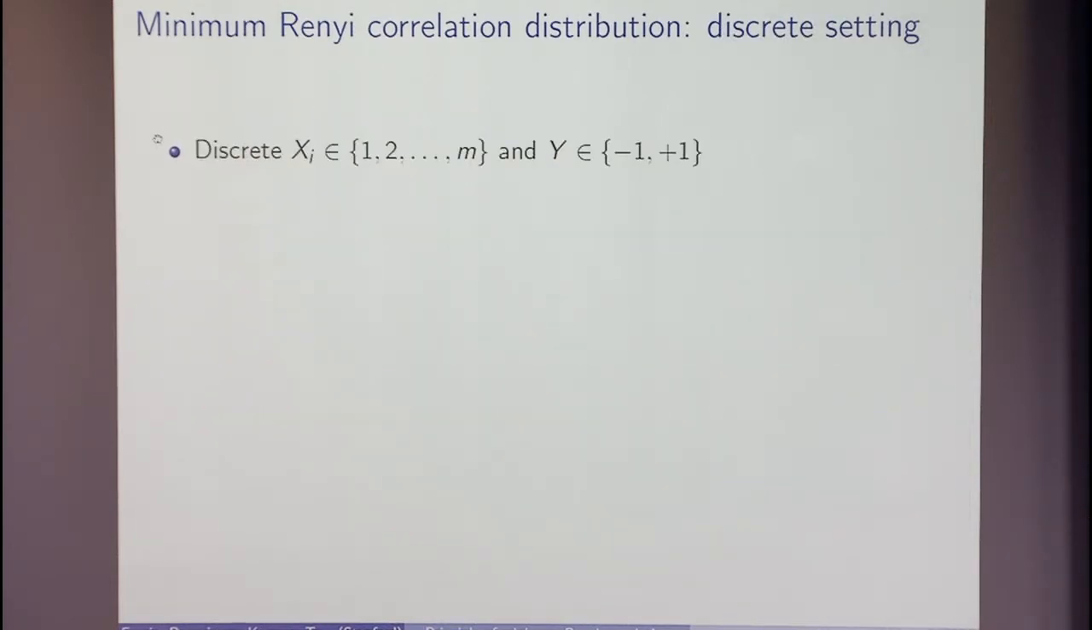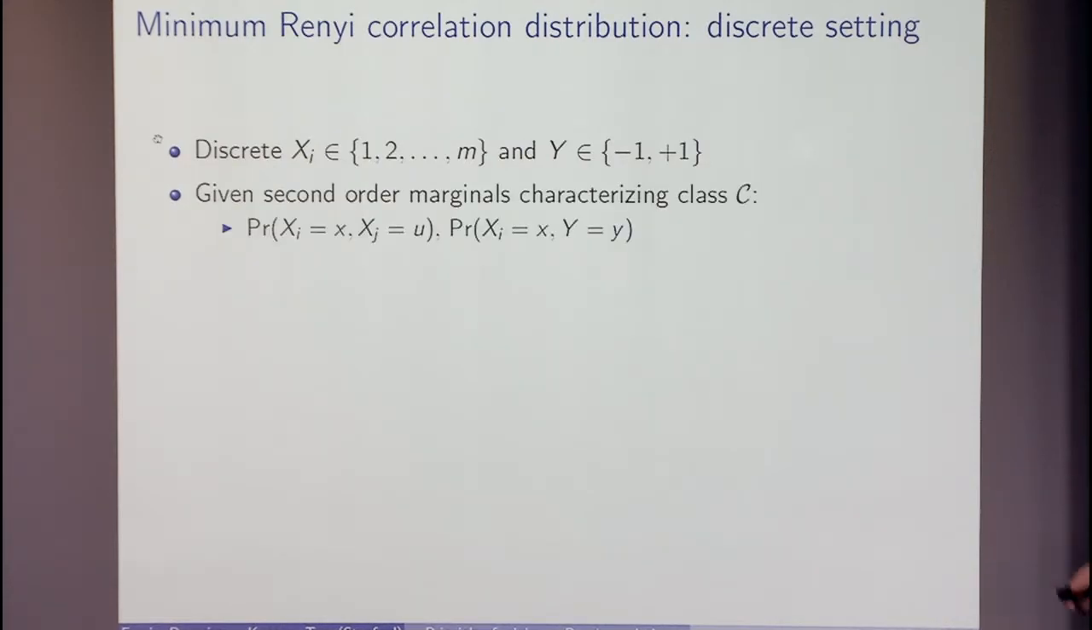So let's shift to the discrete setting. Here we have discrete xi's, without loss of generality, suppose it takes on values in this set 1 to m, and we suppose that y is a binary trait, as we had in the GWAS setting. Now, instead of moments, let's say we are given first and second order marginals, equivalently second order marginals. And they characterize a class C of distributions that agree with these given margins. So we have p of xi xj and p of xi y for all values that we can define on xi and y.